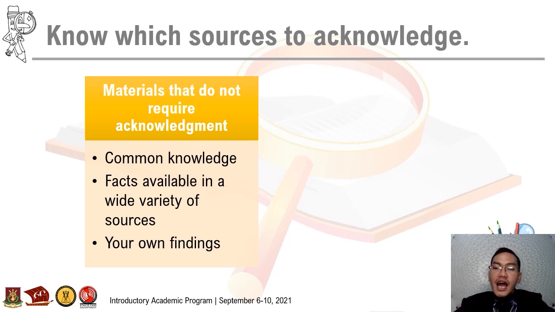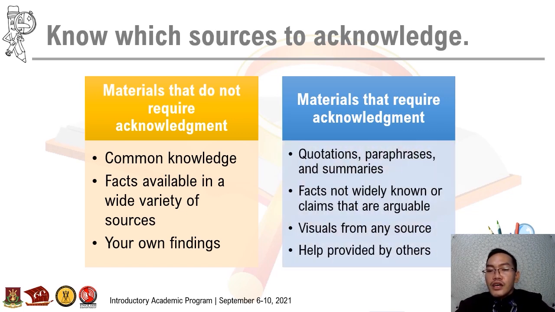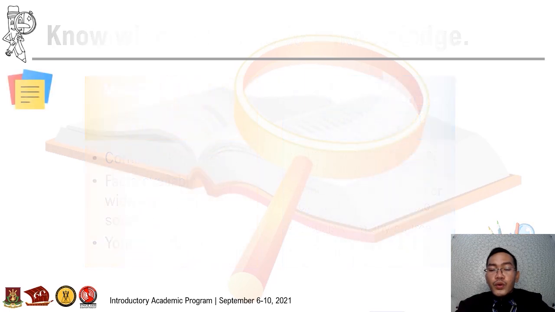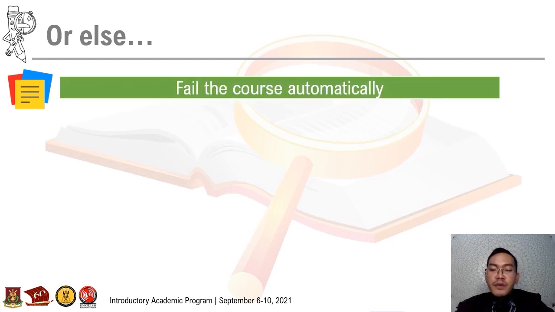However, when you use quotations, paraphrases, and summaries, facts not widely known or claims that are arguable, visuals, pictures from any source, and help provided by others, please be respectful enough to acknowledge your sources. So we really must be very careful when writing our academic papers and other school requirements, because plagiarism has consequences. So these are the possible punishments for plagiarism.